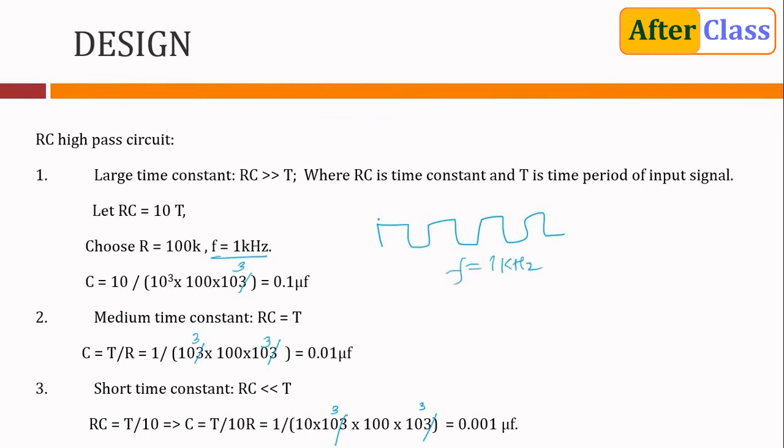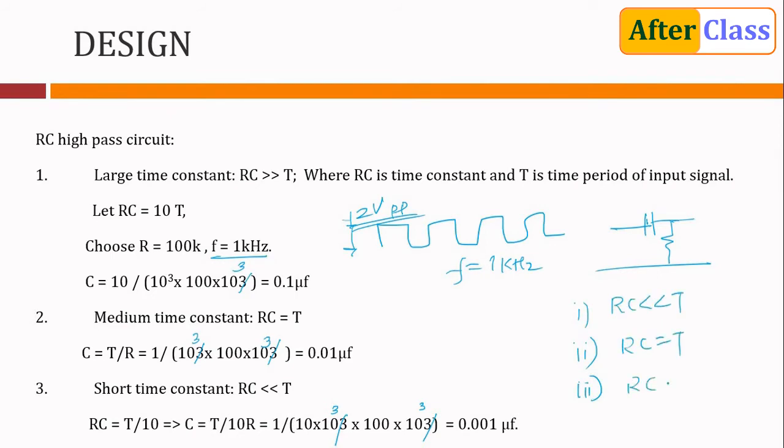The input amplitude is not mentioned, so you can set it to 2 volts peak to peak using the function generator and CRO. So this is the input signal. Now, high pass means a capacitor with the output taken across the resistor. We have three cases: RC very much less than T, RC equals T, RC very much greater than T. For the first case, let us take RC equals 10 times T.